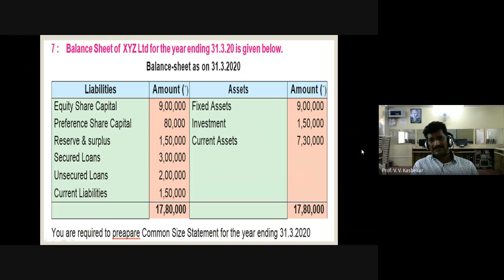Again we can see the asset side: fixed assets rupees 9 lakhs, investments rupees 1,50,000, current assets rupees 7 lakh 30,000, and total of the assets 17 lakhs 80,000. Now here we are required to prepare a common size statement for the year ending 31st March 2020. So let us prepare one common size statement and find out the percentage of all the items as under.